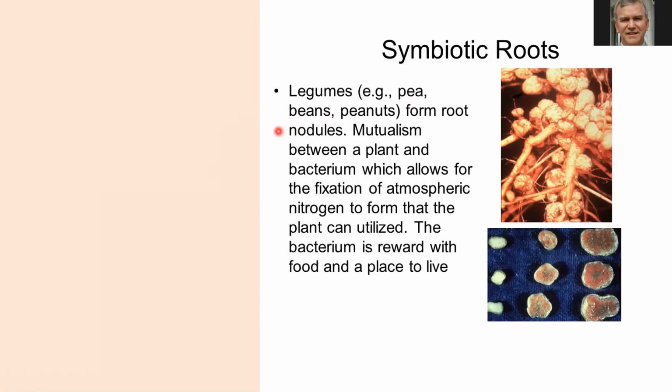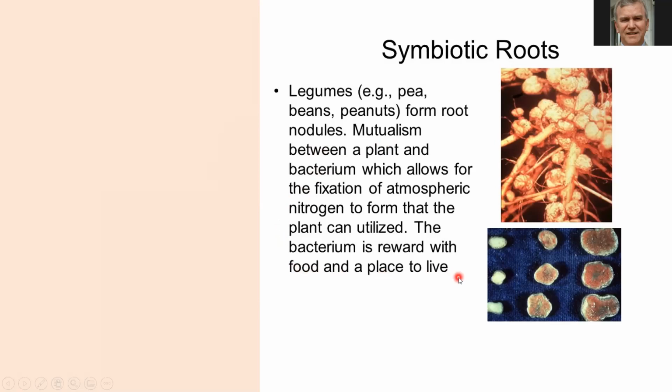These microorganisms form nodules on the roots of those plants, and that's what you see photographically presented here. This is sometimes called mutualism. A mutual relationship will exist. They have an interplant biological relationship. Mutualism between a plant and bacterium, which allows for fixation of atmospheric nitrogen to a form that a plant can utilize. The bacterium is rewarded with food and a place to live.